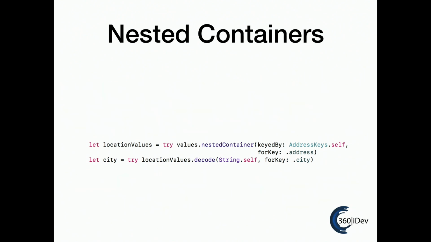I'm going to break it down here so you see just the lines that we care about right now. So I get location values. I say, okay, location values, that's going to be the item for the key address. And I want you to use address keys. It's a type of that, so it's going to use that to decode it. And then for city, I just use my location values and give me the item for city. So it's two lines to get in there, deep nested into the containers, which is pretty nice. Then you can, of course, manipulate it any way you want.